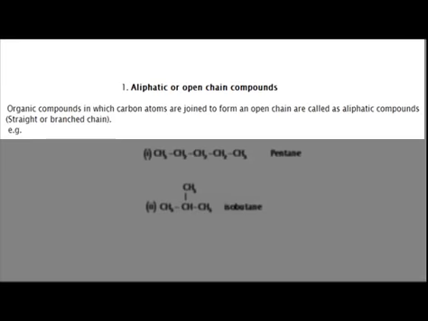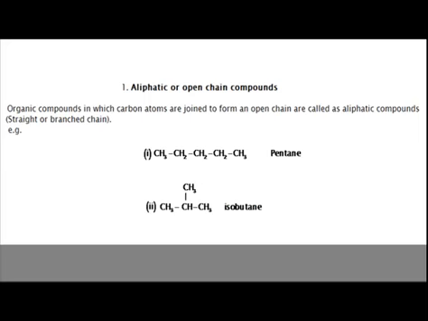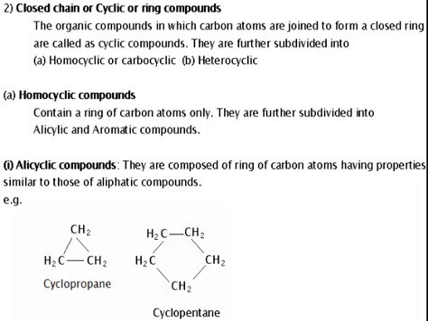Aliphatic or open chain compounds. Organic compounds in which carbon atoms are joined to form an open chain are called aliphatic compounds. For example, pentane, isobutane. Closed chain or cyclic or ring compounds. The organic compounds in which carbon atoms are joined to form a closed ring are called cyclic compounds. They are further subdivided into homocyclic or carbocyclic and heterocyclic.